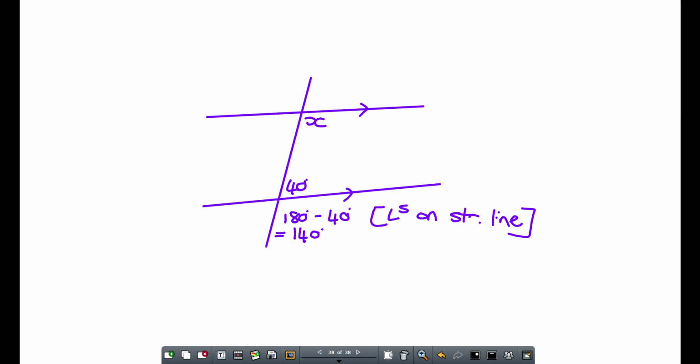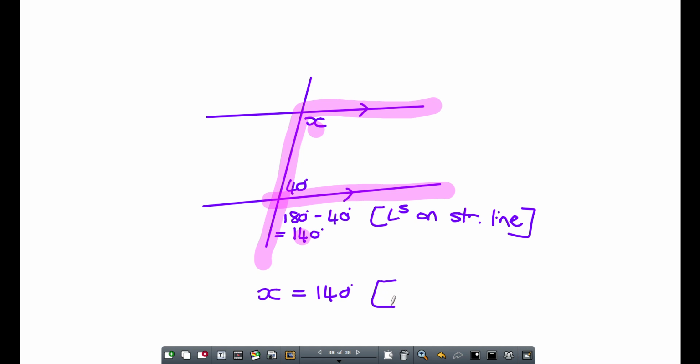And then after that, he said x will be 140 because now he sees a F. So the x is the same as this 140. Do you guys see that? Okay, so you would write x is equal to 140 and then corresponding angles, still AB parallel to CD. Is that what you had?